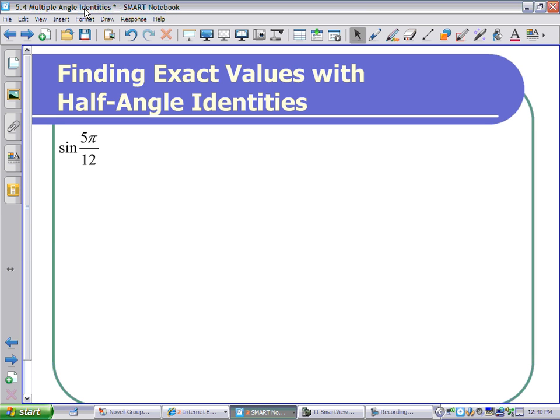Finding exact values with half-angle identities. We have sine of 5 pi over 12. So first off, they're telling me 5 pi over 12 is a half angle.